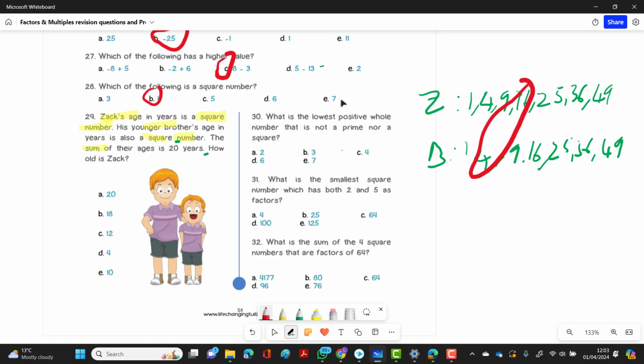Let's think for 29. I think it's a mistake. It should be 16. So that 10 is not a square number, so that's a mistake there. Okay.